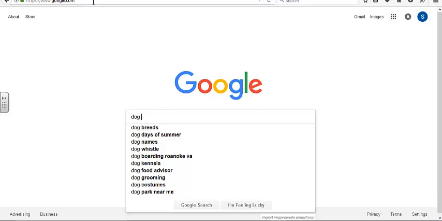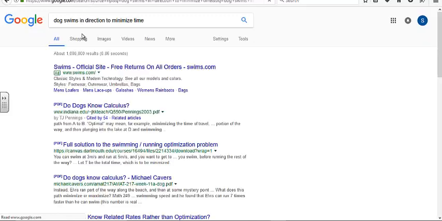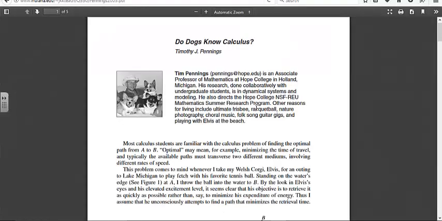Dog swims in direction to minimize time. Let's see if there's anything that comes up with that. Do dogs know calculus? Okay. Yeah, they were corgis. I thought they were corgis.